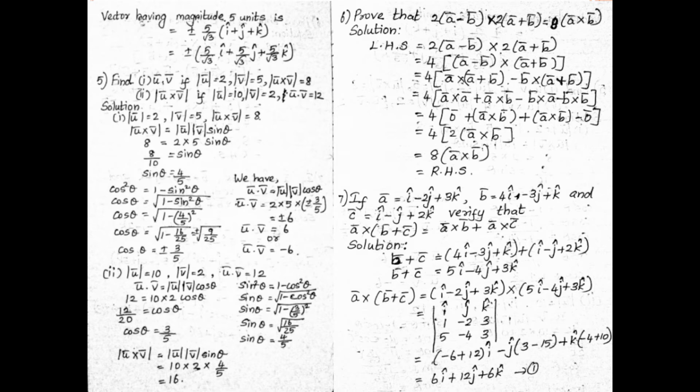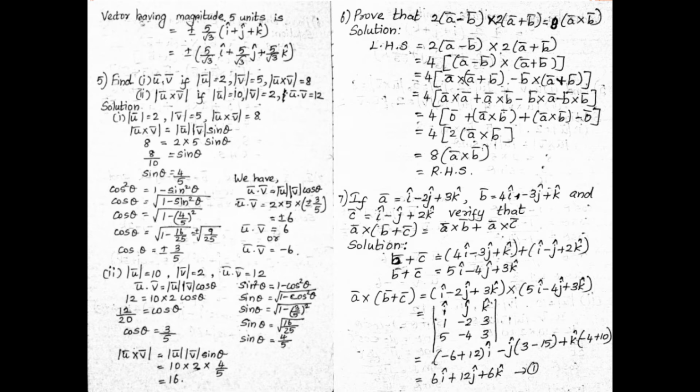Now second problem: magnitude u is equal to 10, magnitude v is equal to 2, u vector dot v vector is equal to 12. Then find out the magnitude of u vector cross v vector.